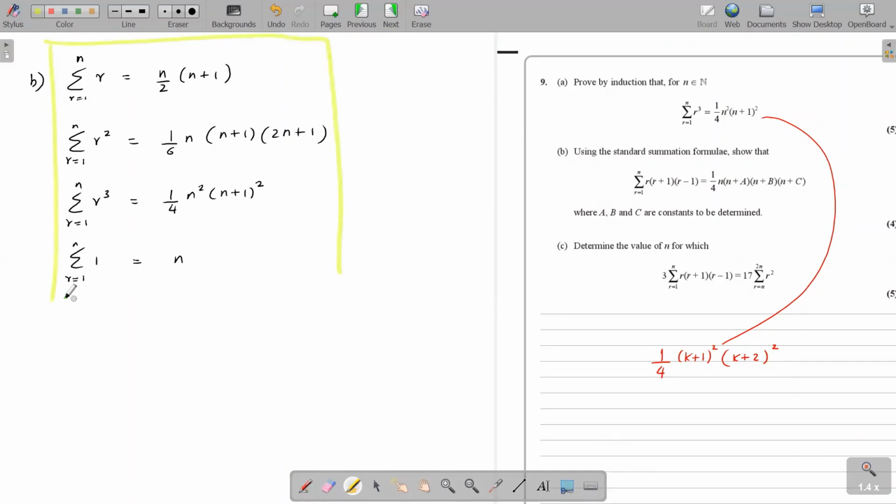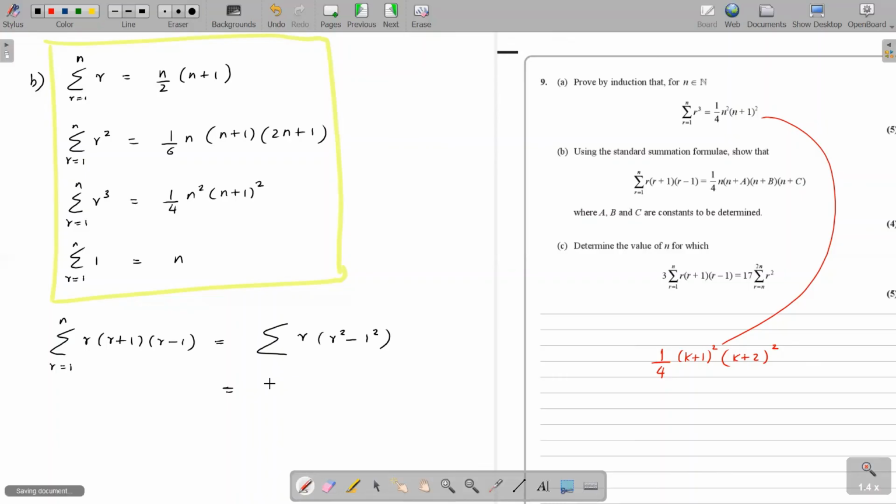Are you with me? Shall we apply the summation formula for what they have given in part B? Summation r times r plus 1 times r minus 1. So let's apply the summation formula. Can you all expand the bracket here? Shall we open r plus 1 into r minus 1? It's a plus b, a minus b, basically a square minus b square. So r square minus 1 square.